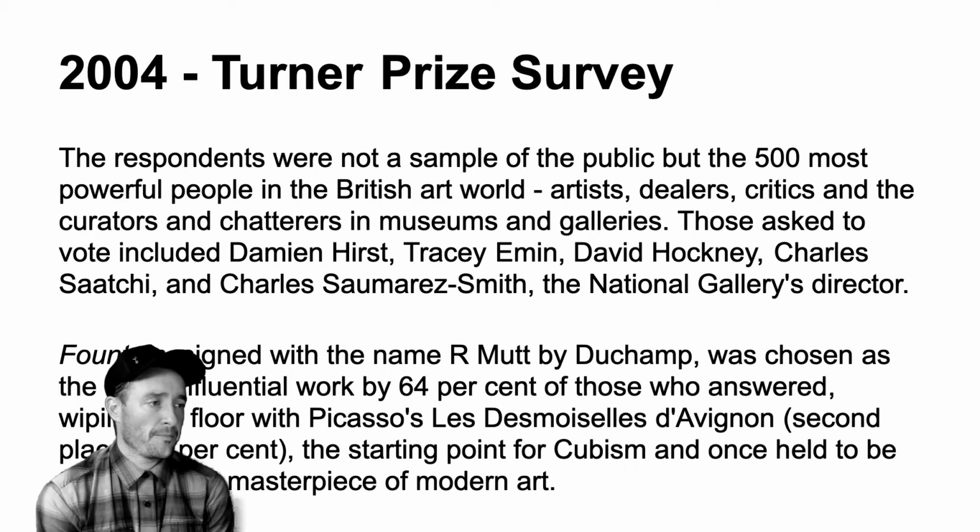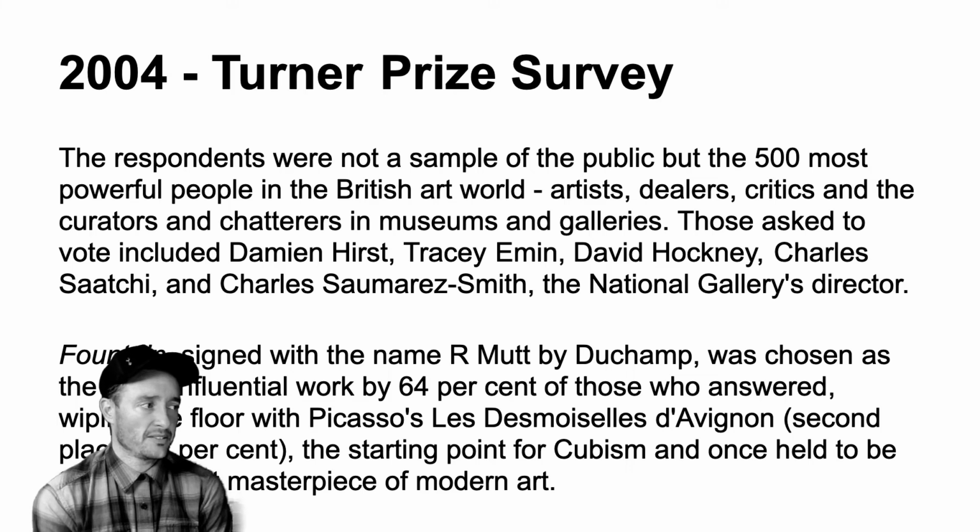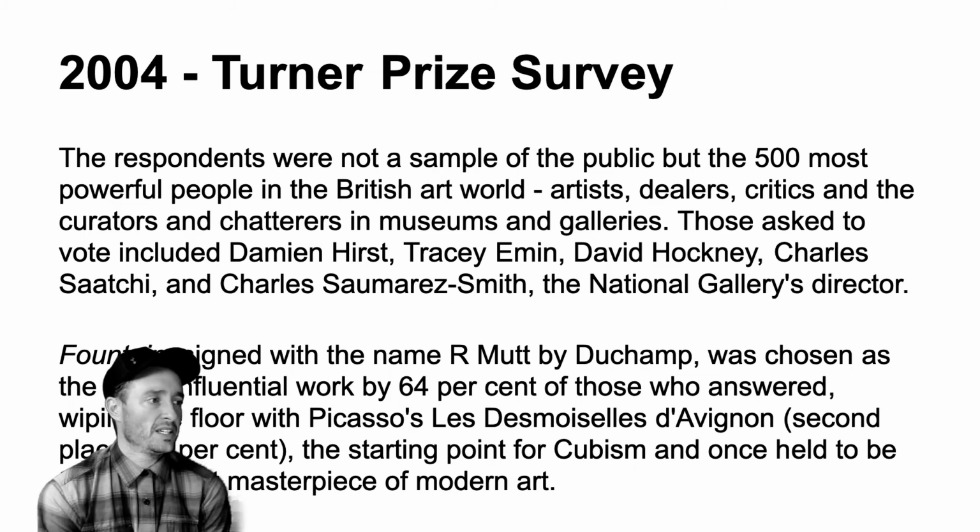Now, during the Turner Prize and the announcement of it, there was a sampling of 500 of what would be considered powerful players in the British art world. And this British art world meaning they have a broad sense of Western art in general and dominance in that art world. And so it's important to know that those are not exclusively the only people who have power in the art world, but they're very dominant.